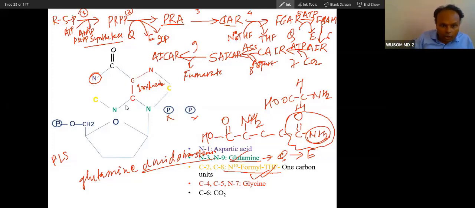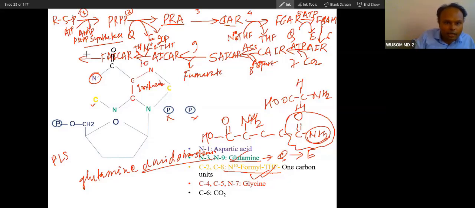Now let's see what happens. At the 10th step, this carbon is added from N10 formyl tetrahydrofolate to tetrahydrofolate, and this molecule becomes FAICAR: formyl amino imidazole carboxamide ribose phosphate. You don't have to remember. I can remember, that is why I am writing it. So this is the 10th step.